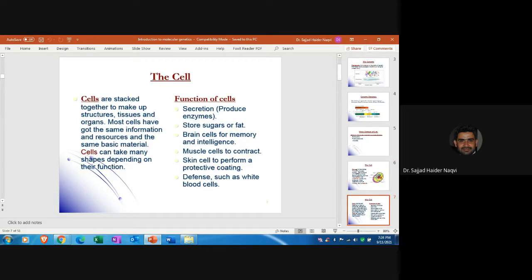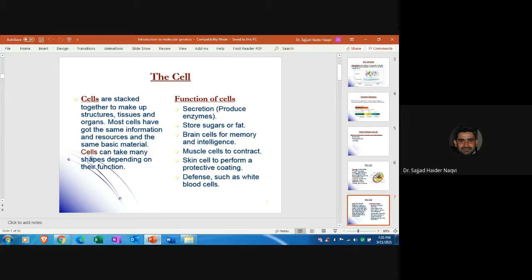So cells are stacked together on the basis of their structure and on the basis of their function, and that gives rise to tissues, and the combination of the tissues gives rise to organs, and then going further, it's organ systems and so on and so forth. The cells would have different shapes. If you compare the cell of a nervous system, it is different in shape from the cell of a kidney. A cell of a kidney is different in shape from a cell in the muscles. So depending upon the function and the structure, they might have different shapes.